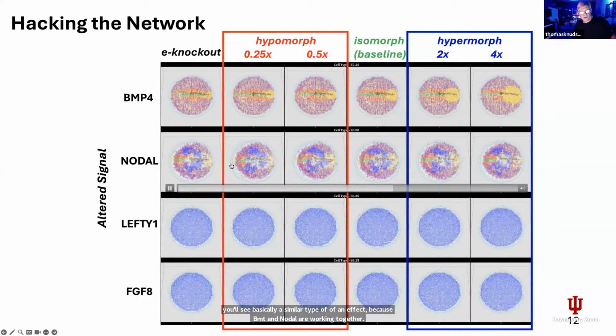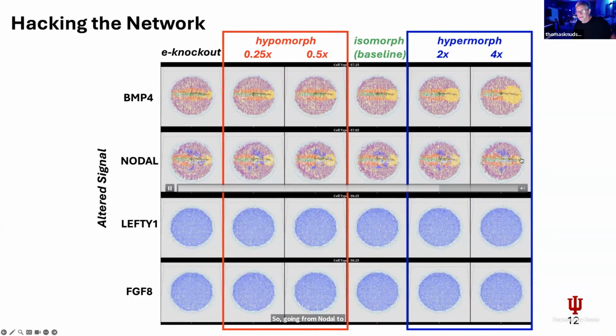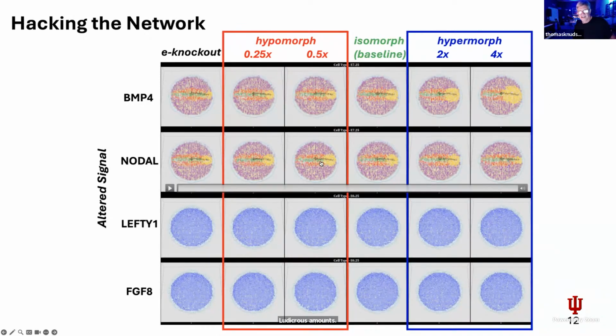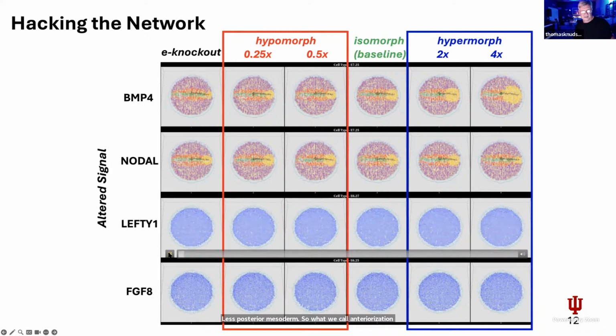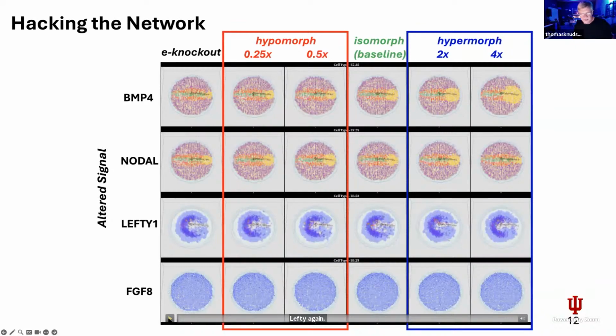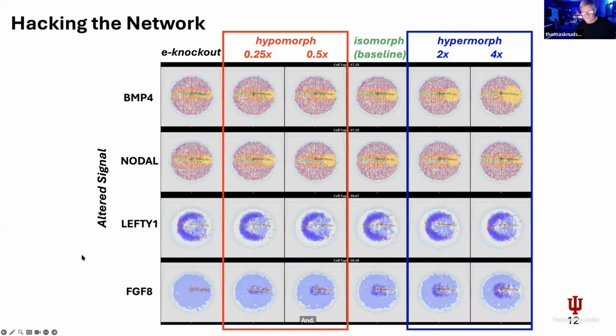So going from no nodal to ludicrous amounts, not as strong of an effect as the BMP, but you can see that it does have some effect. In this case, at the highest levels, we're seeing less posterior mesoderm. So what we call anteriorization of that embryo versus posteriorization. Lefty again, and FGF8. So FGF8 is cool.